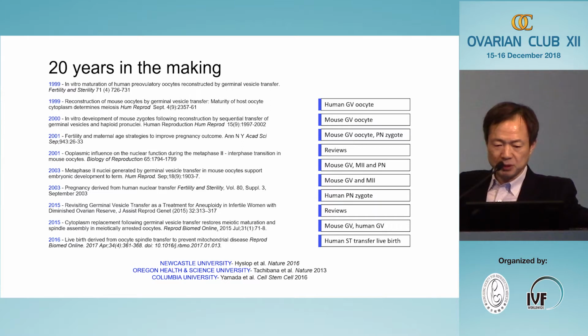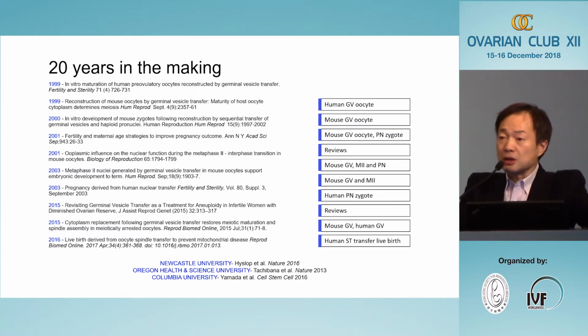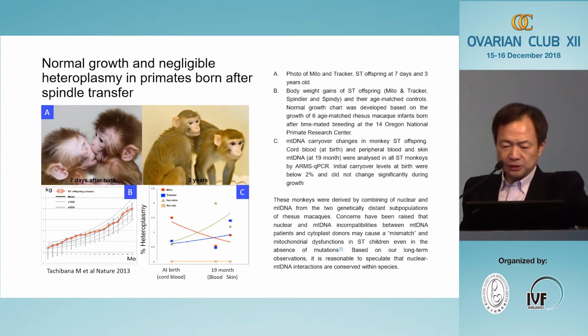During the last 20 years of work, and we already witnessed that, including our work and that from various groups, extensive work has been done in mice, in monkeys, and in humans. First of all, it proved that spindle nuclear transfer can produce healthy live-birth babies. This shows the birth weight in the spindle nuclear transfer offspring in the monkeys, and they all developed nicely, and the heteroplasmy of mitochondrial DNA is very stable, as we can see from this line.